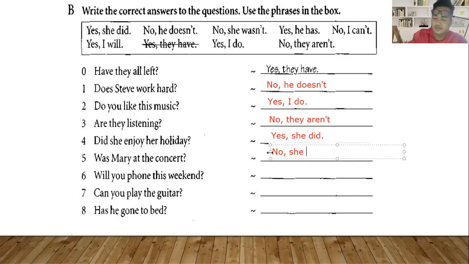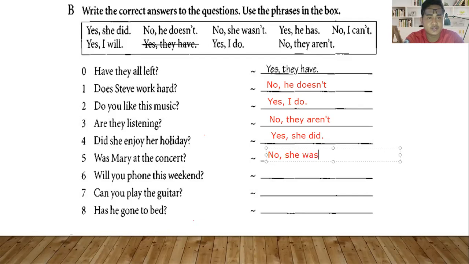No, she isn't. She won't. Here the verb to be is in the past tense. Next one.